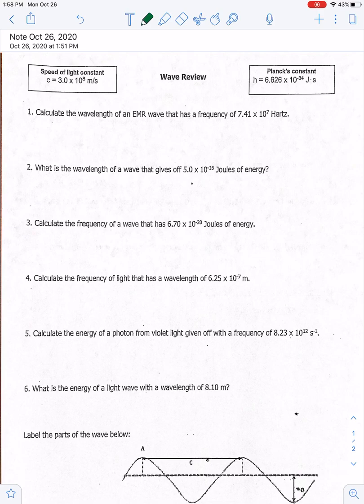So you probably have this worksheet. If not, you can write it down as you go. You can pause, rewind, whatever you need to do. Okay, so we're going to start off with just wave calculations.